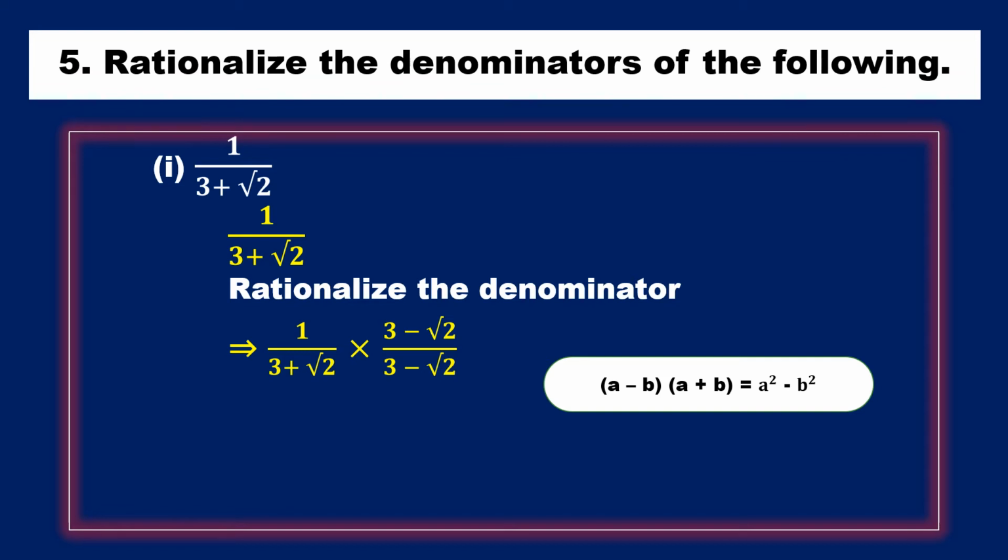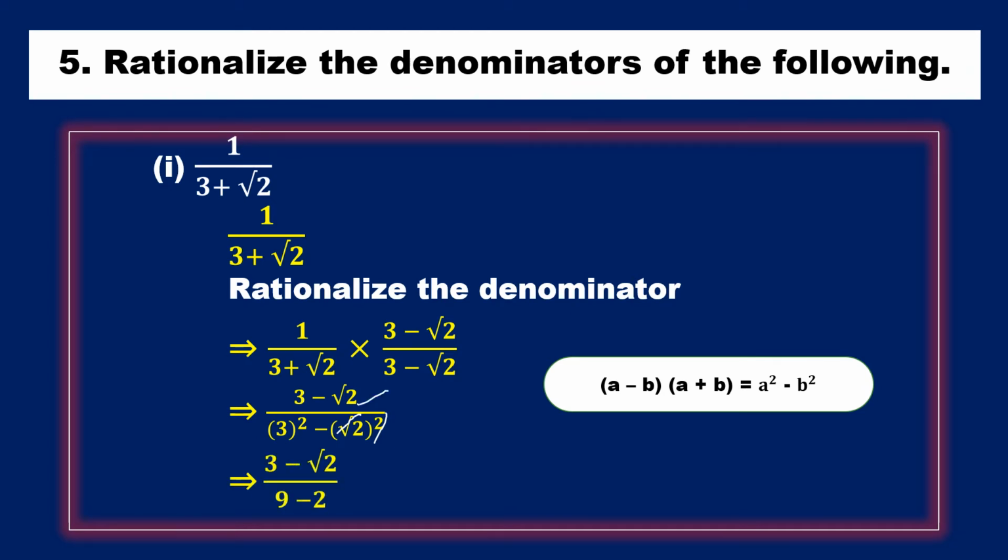Now let us multiply these numerators. 1 into anything will give you the same number, so I can write 3 minus root 2 in the numerator, and in the denominator we just discussed that it is always a square minus b square. So a square means 3 square, minus b square means root 2 square. Here square and root will be cancelled. So your step will be like this.